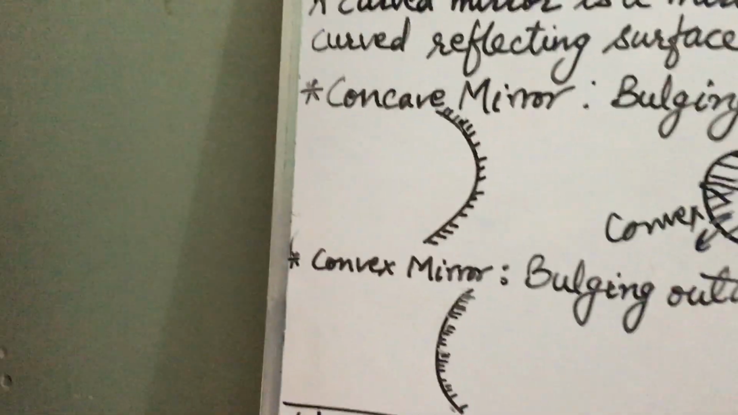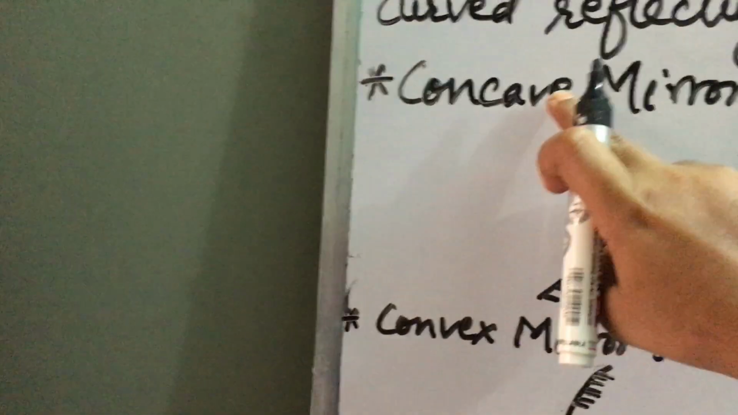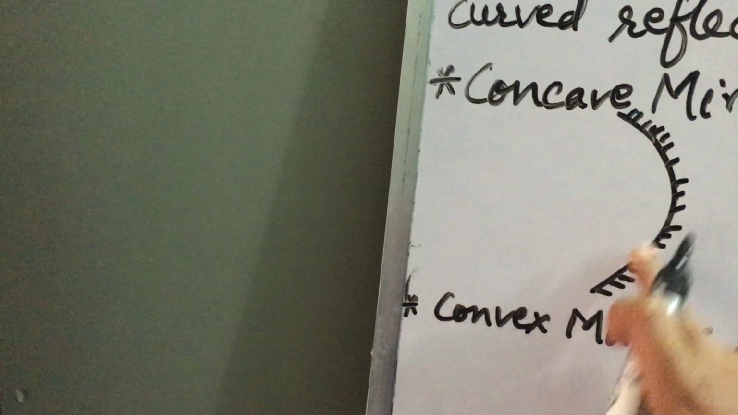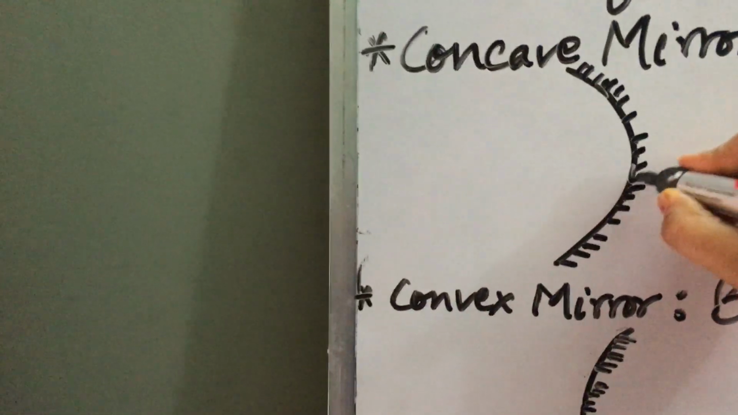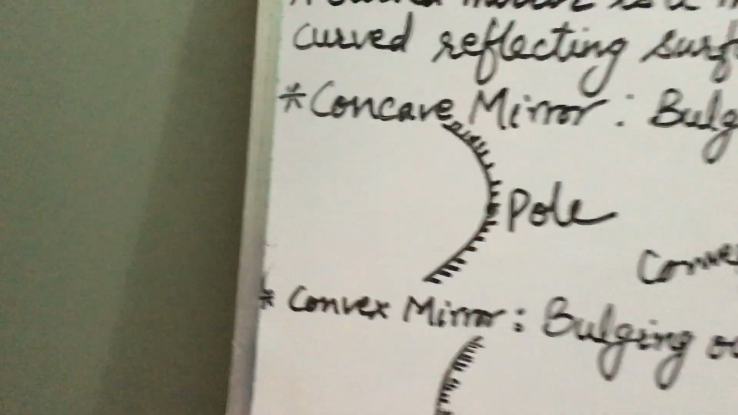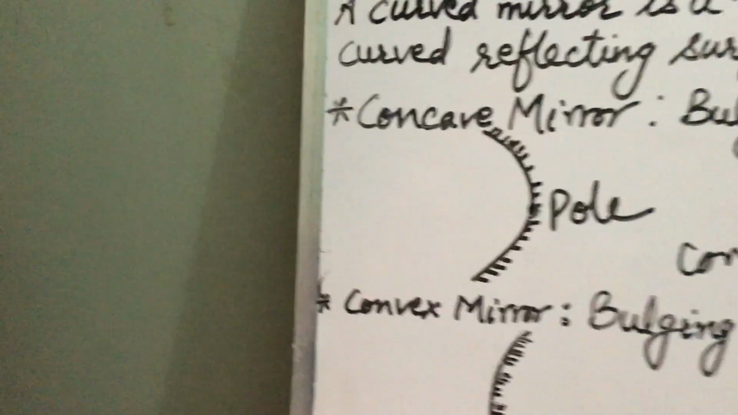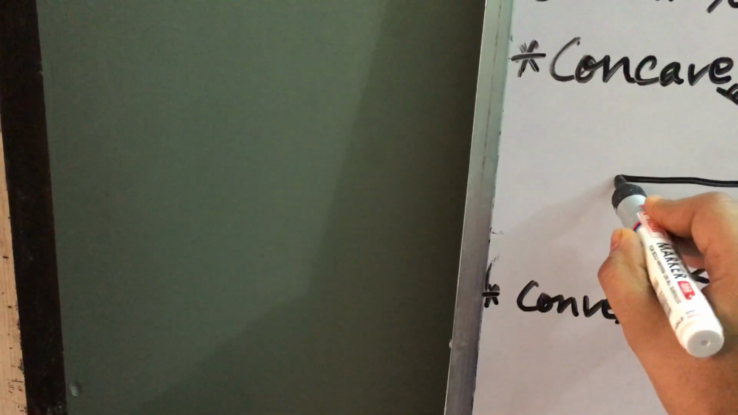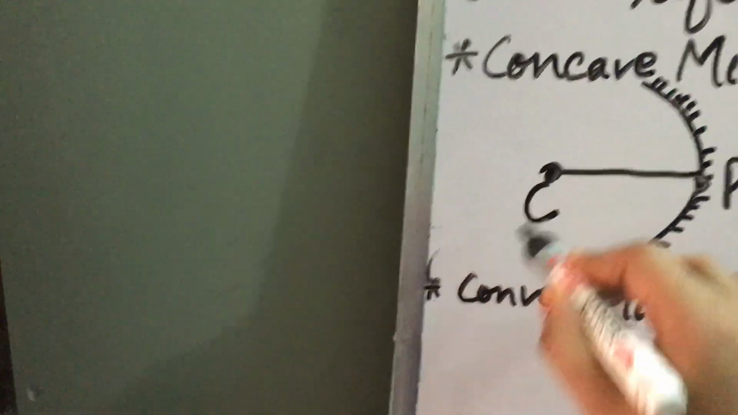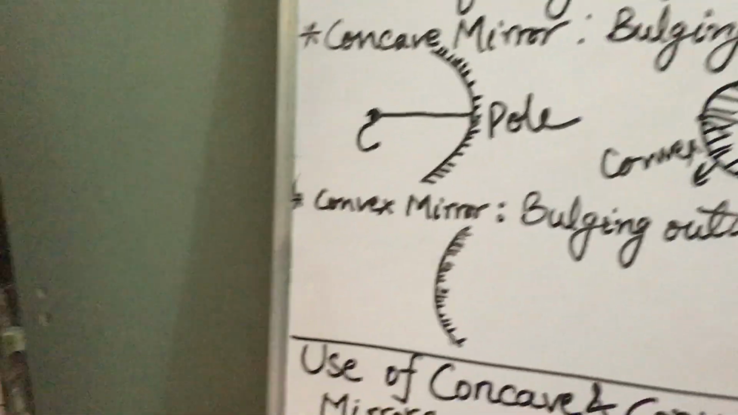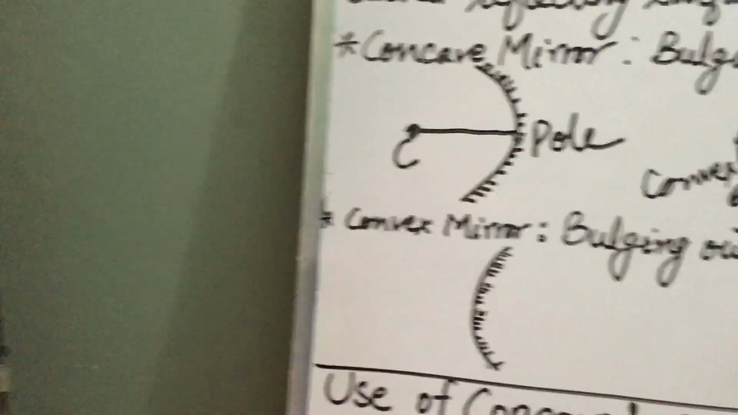Okay, see, this is called the aperture, beta. The plane in which the reflection can take place is called the aperture. The center of the aperture is known as the pole. What is it known as? Pole. Okay children, a line joining this pole to the center, let it be the center of the sphere. So this is called the center of curvature. What is it known as? Center of curvature, represented by capital C.